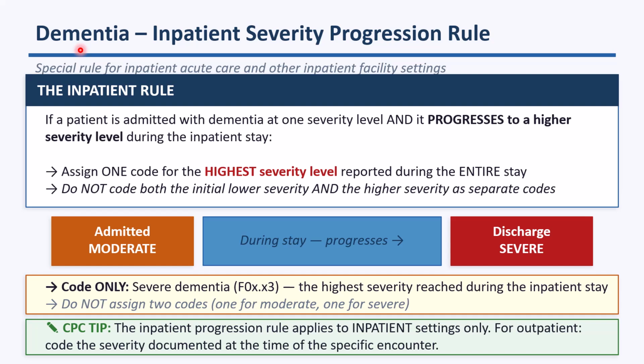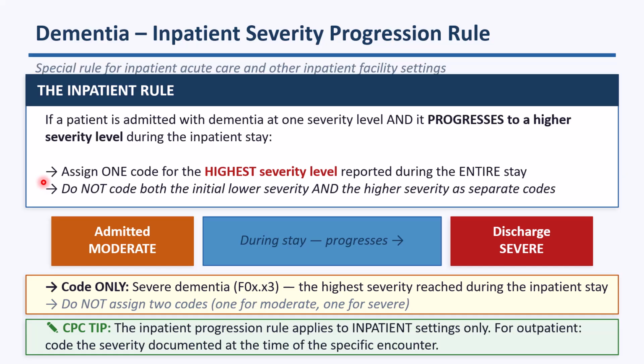Here's a special rule that applies specifically to inpatient acute care and other inpatient facility settings. Imagine a patient is admitted with moderate dementia. During their hospital stay, the dementia progresses to severe. At discharge, the provider documents severe dementia. So what do you code? Look at the flow diagram on the screen: admitted as moderate, progresses during the stay, and discharged as severe.